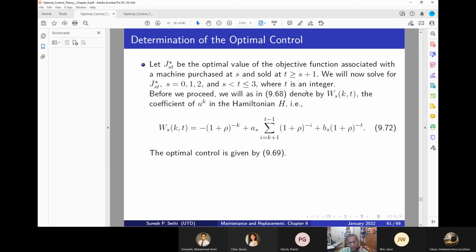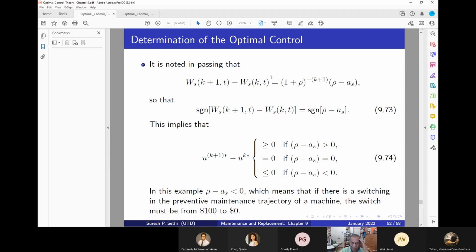So once we have this formula, JST star is the optimal value for a machine purchased at S and sold at T. And we will now solve our control problem first. So we need JST star for every S and every T. And for that, we have a bang control. So we have all the machinery so we can solve the problem.